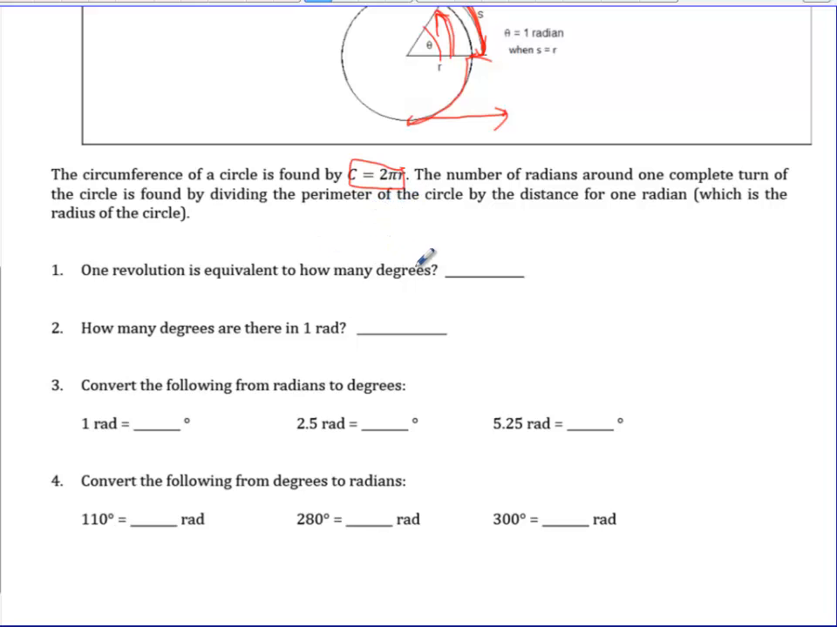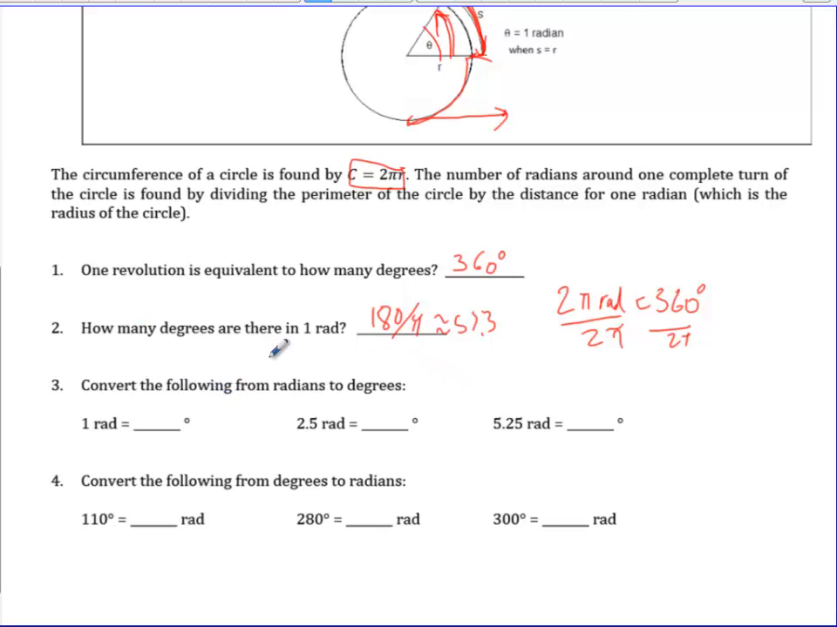So 1 revolution is how many degrees? That's just 360 degrees. There's 360 degrees in a circle, 1 revolution, 360 degrees. How many degrees are there in 1 radian? Well, we got to think about this a little bit. There's 2 pi radians equals 360 degrees. So if I want 1 radian, I'm going to divide both sides of this by 2 pi, and what I see is 1 radian is 180 divided by pi. Now if you want a number for that, 180 divided by 3.14, you get about 57.3 degrees. So 57.3 degrees is about 1 radian. It's about 1/6 of a circle.